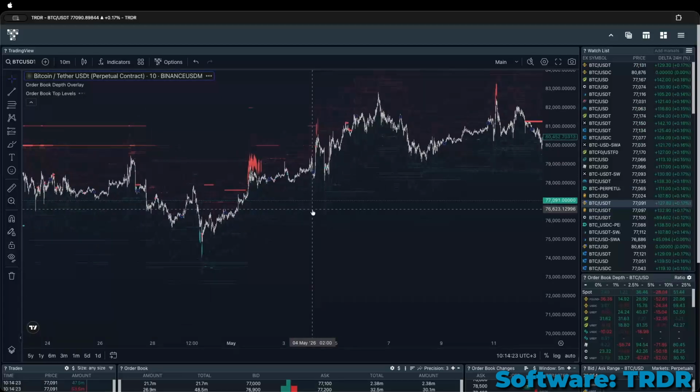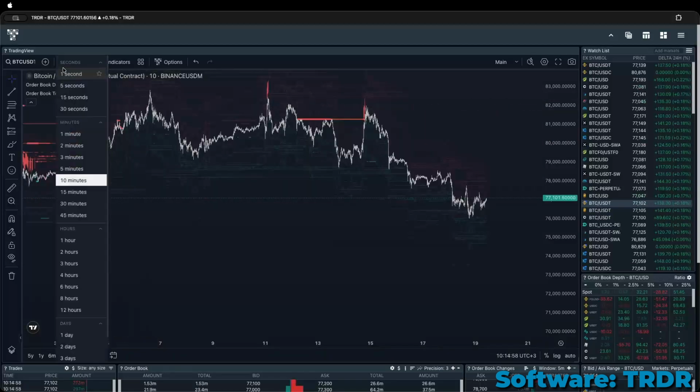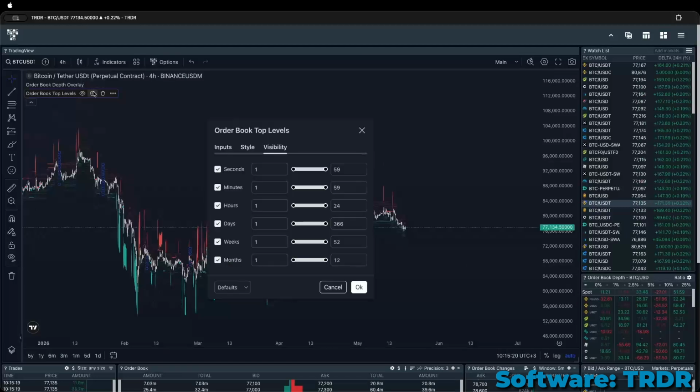This again can be very useful when you're trying to understand the behavior of whales. A lot of times you will see large resting limit orders hovering around price when it comes to significant levels. And because currently I can't see a clear example, let me change the time frame real quick and play around with its settings.